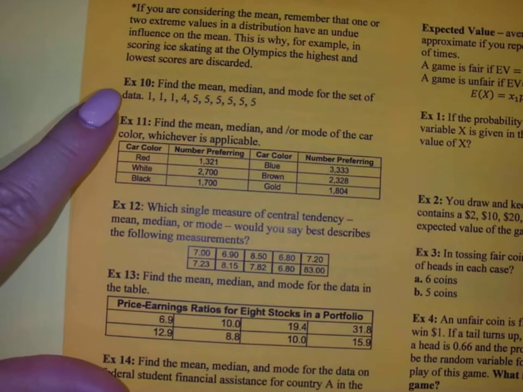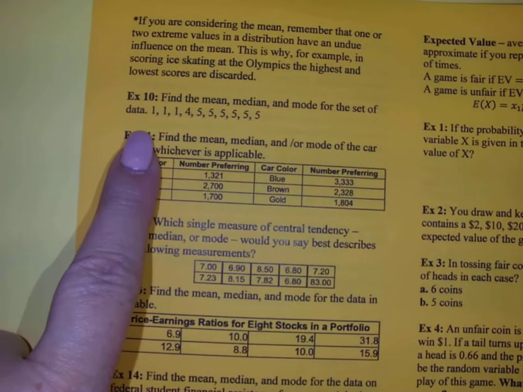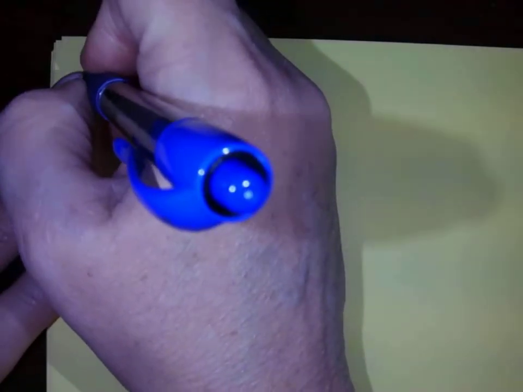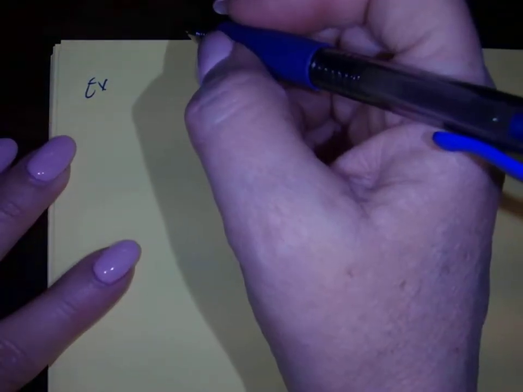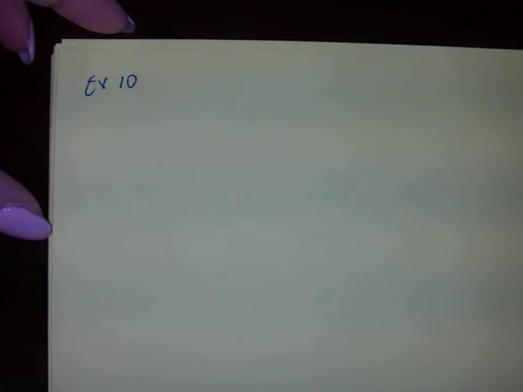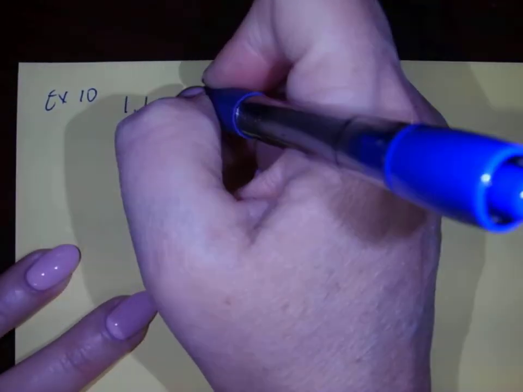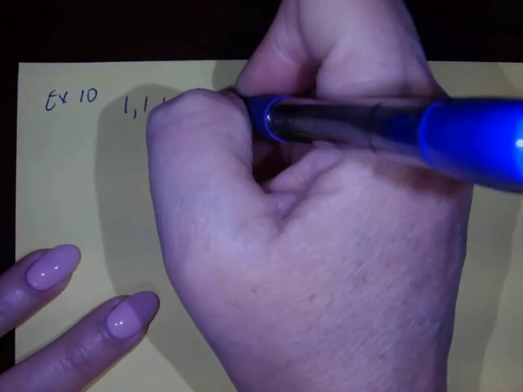All right, so for example 10, we're going to find the mean, the median, and the mode for this set of data. Now, I've already been kind enough to put the set of data in numerical order. We don't need it in order for the mode or for the mean, but for the median we do. So this will be example 10. And yes, we're starting with 10 because the other part of this lesson went through 9. So we have 1, 1, 1, 4, 5, 1, 2, 3.